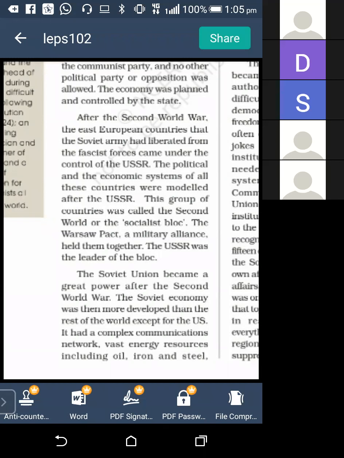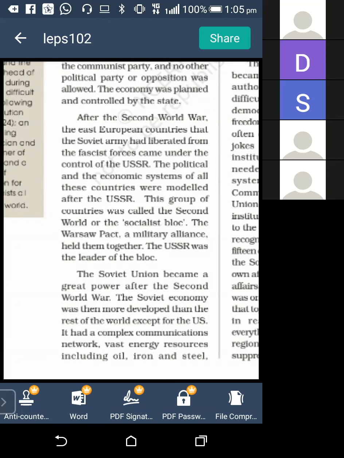The Soviet economy was more developed than the rest of the world except for the US. They were very powerful, and the economy was also growing. Economically also, the Soviet bloc was growing. The Soviet economy was then more developed than the rest of the world except for the US.